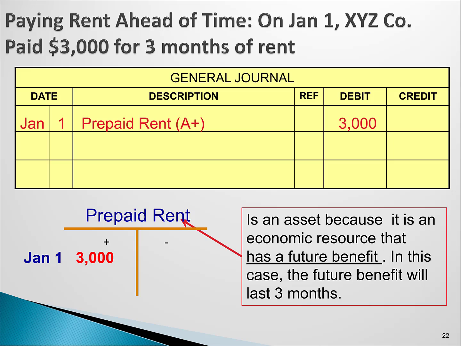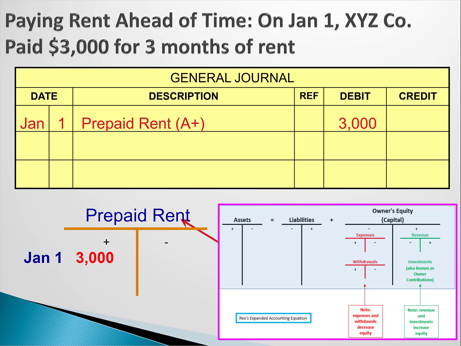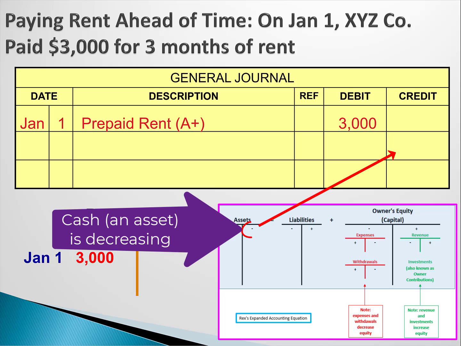What's the other account that's involved? It's cash. Which way is it going? It's going down. And is that a debit or a credit? It's a credit. So cash, which is an asset going down, will be credited $3,000. Then we need some sort of explanation. What do you think would be a good explanation for this?